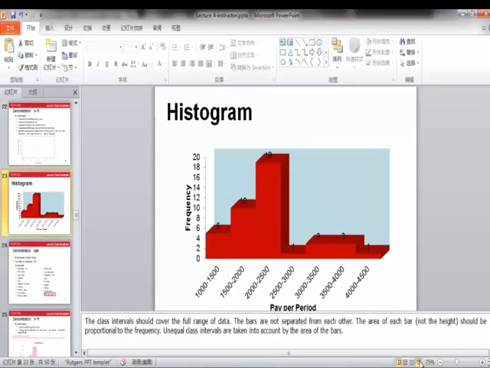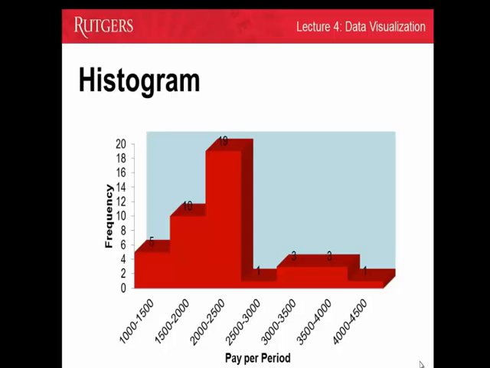Okay, the first one is a histogram. You can see that this slide shows a picture of a histogram. It looks very similar to the bar chart, while the class intervals of a histogram should cover the full range of data, and the bars are not separated from each other. The area of each bar should be proportional to the frequency. Uneven class intervals are taken into account by the area of the bars.